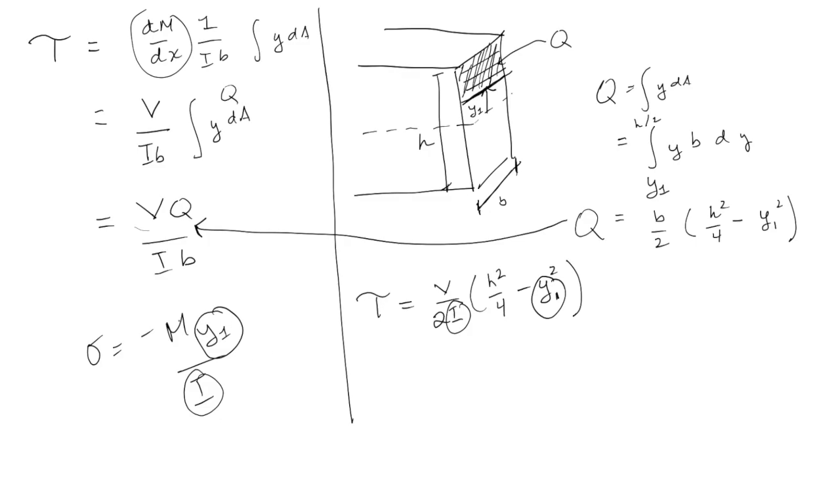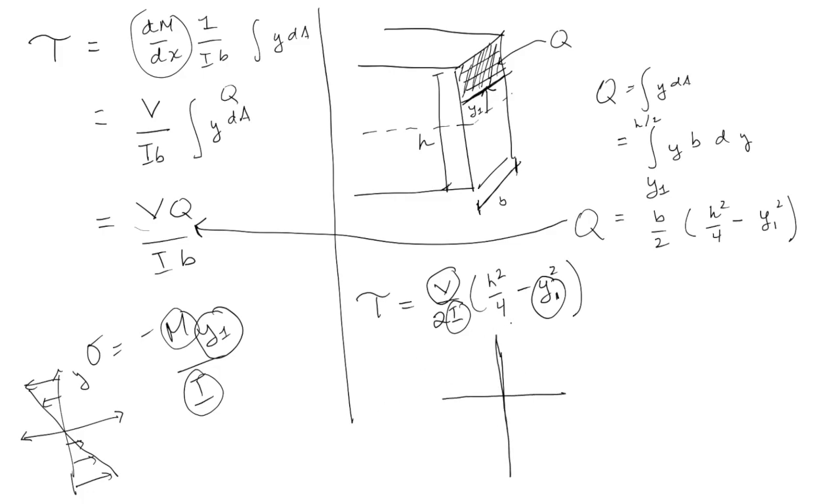Okay, this is from the bending moment diagram, and this is from the shear diagram. Notice if you plotted sigma, it would look something like this. So if we plot sigma as a function of y, and here, if we plot the shear stress as a function of y, notice that when y is 0, the shear stress actually has its maximum value.